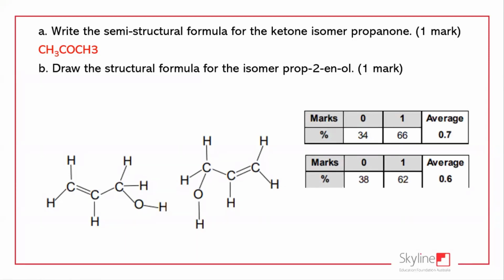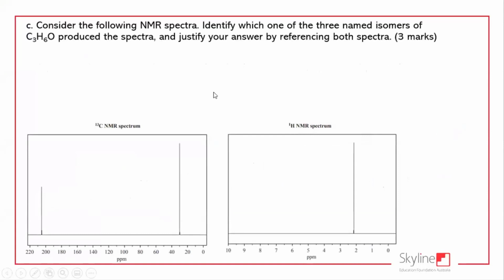So the average mark here in total was 1.3 out of those 2. So this is really where you can get your easy marks. Okay. Now, for the following NMR spectra, identify which of the 3 named isomers of C3H6O produces the spectra and justify your answer by referencing the carbon and the hydrogen spectra.